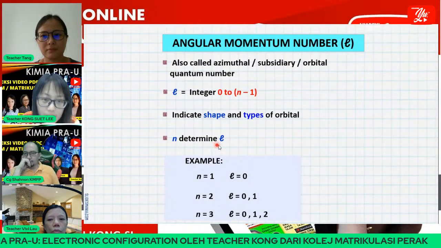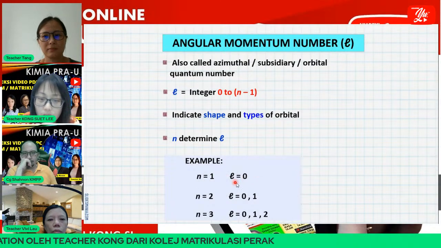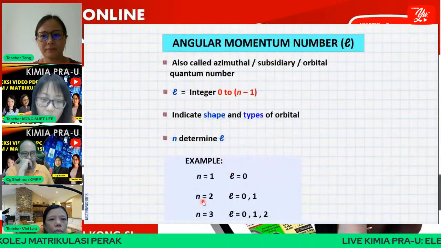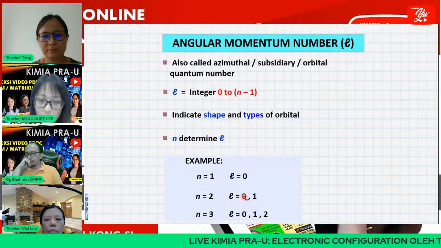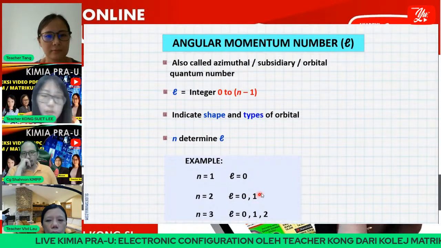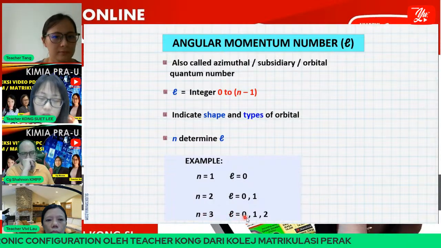So n determines l. When n equal to 1, l equal to 0. When l equal to 0, we should know it's s subshell. And then when n equal to 2, l equal to 0 and 1. If l is 0, it is 2s. If l equal to 1, it is 2p. Same for when n equal to 3, the possible values for l are 0, 1, 2.